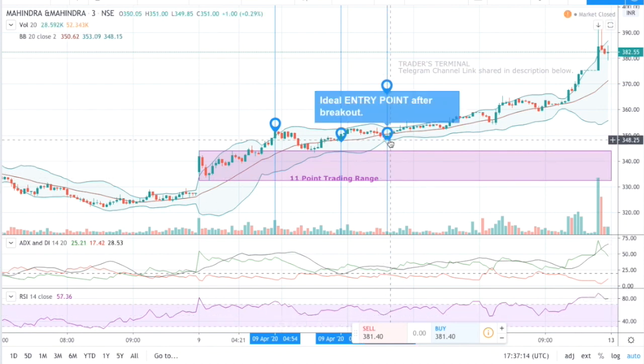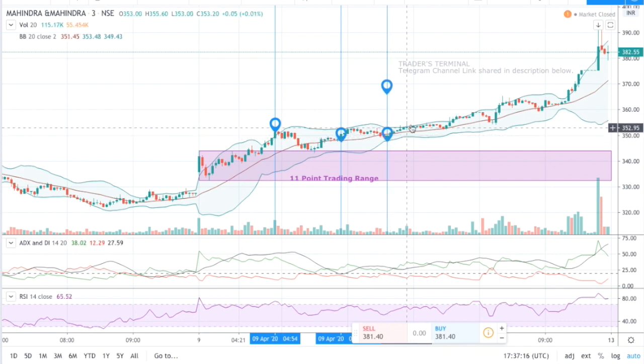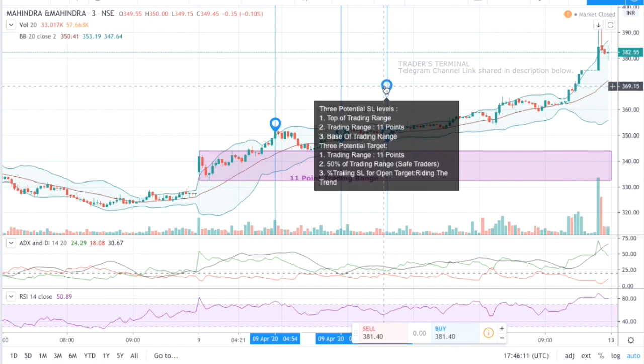So what can be kept as the stop loss and target values? Let's have a look. Alright, so there could have been 3 potential stop loss levels and 3 potential target levels. We leave that to individual traders to decide as per their risk taking appetite and risk taking capacity. So what would have been these levels?